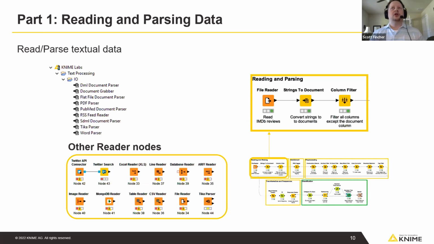Really, the most important node on this slide is actually here, the strings to document node. We have to take whatever strings that we have, whether they come from PDFs or a table or whatever, we need to convert them to documents, because downstream, all of these other nodes that are going to be used to do the analysis here require the document field. So strings to document is going to convert that for us, and I'll show you how that works in the example here in a second. But first we read in the data, strings to document, and that's going to make up the majority of what we do in part 1.